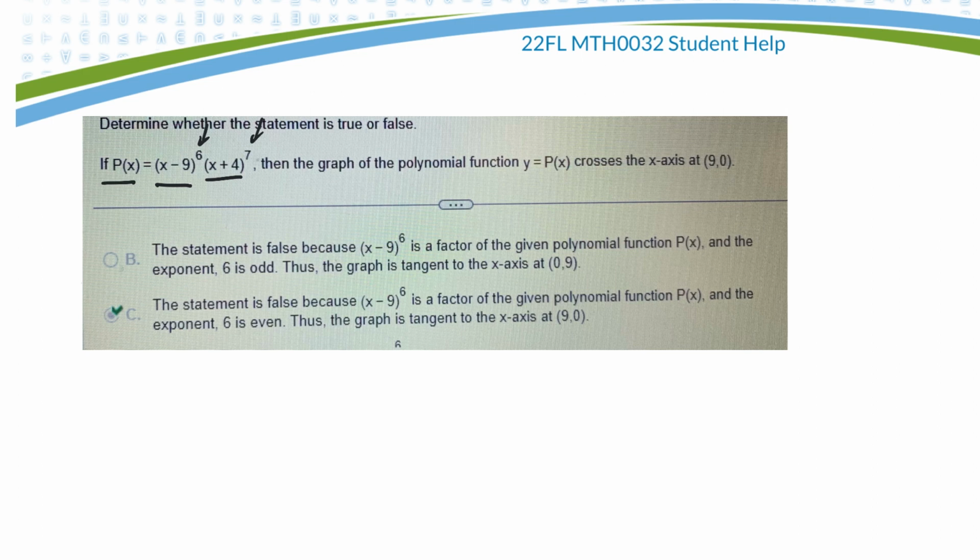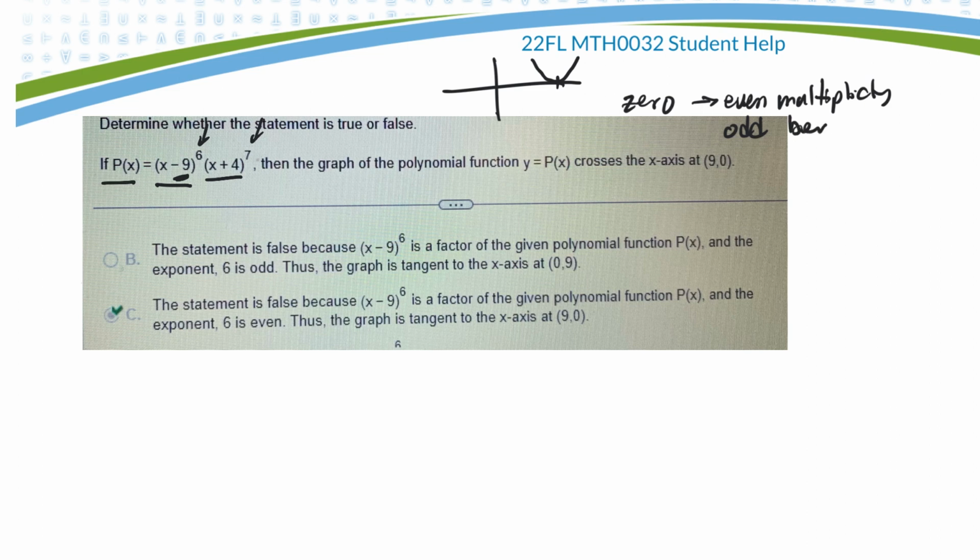If a factor repeats itself, or if you have a zero resulting from that factor that has an even multiplicity, then what happens on the graph at that point, like at 9, is it would come down and bounce off and go the other way. Or another way of saying it is that it's tangent to the x-intercept at whatever the zero is. If you have an odd multiplicity, then it goes through.